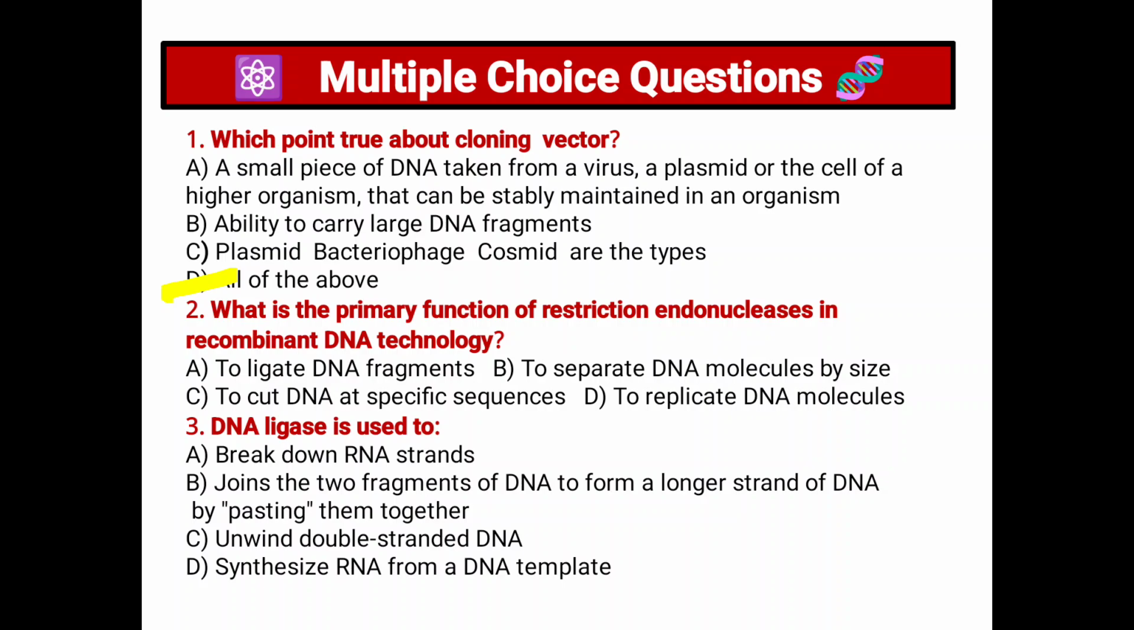Next, what is the primary function of restriction endonuclease in recombinant DNA technology? First, A, ligate DNA fragments. B, to separate DNA molecules by size. C, to cut DNA at a specific sequence. And D, to replicate DNA molecules.